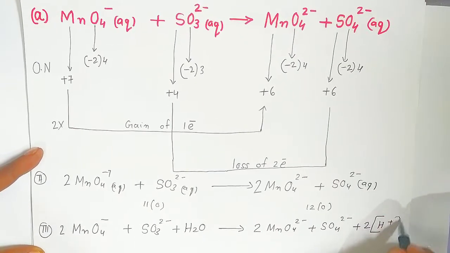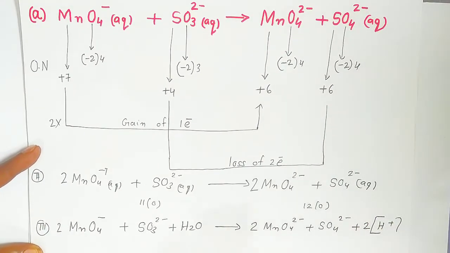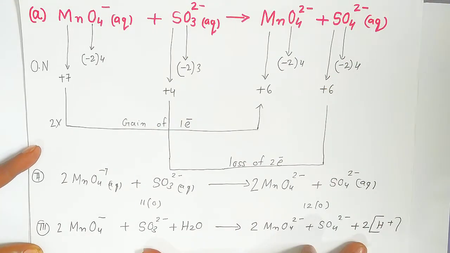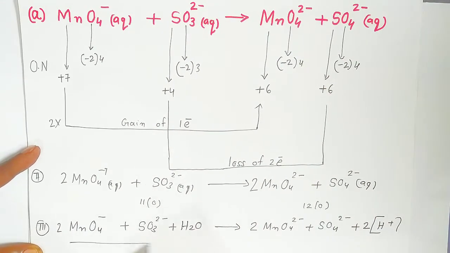Because of this proton, students, this is called acidic balance. This reaction will be acidic in nature because of this. So this way we can balance the reaction.